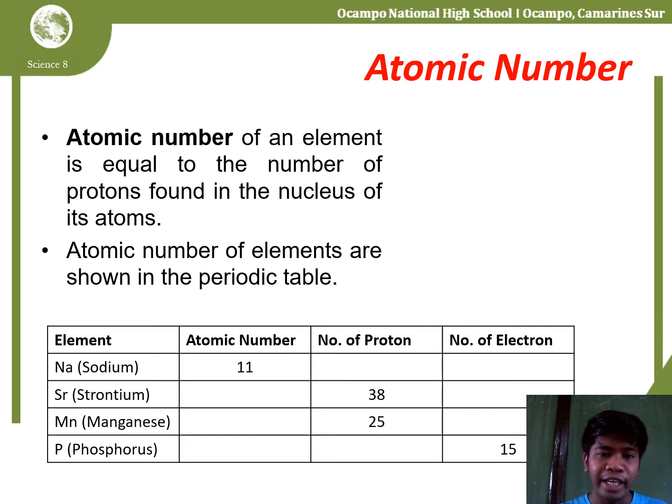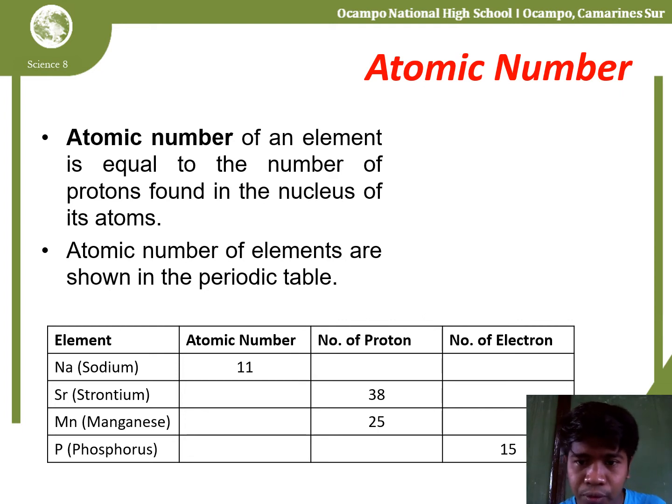Now, how about manganese? Manganese, ang given is the number of proton. Ilan yung atomic number niya? So, since it is 25, so therefore, ang atomic number niya is also 25. How about the number of electron? Since the number of proton and electron are just equal, so 25 ito, therefore, ang number of electron niya is also 25.